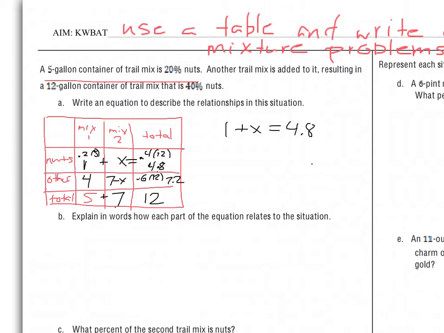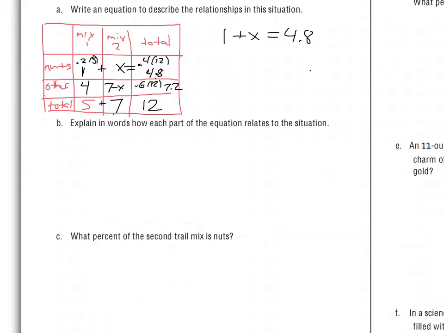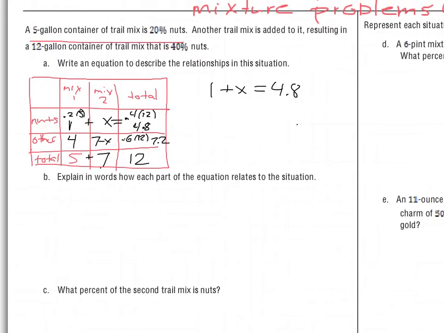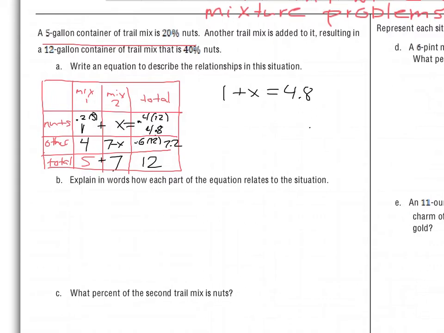So a couple different ways we can write the equation. There's plenty of different ways to go through this. I feel like this is probably the easiest equation, but we could also have x plus 7 minus x is 7. That actually doesn't help us out. But this one over here, it could be 1 plus 7 minus x is equal to 7.2. All of these things could be usable here. So explain in words how each part relates to the situation. So realistically, we've done that within our table. So 12 is our total size of mixture.